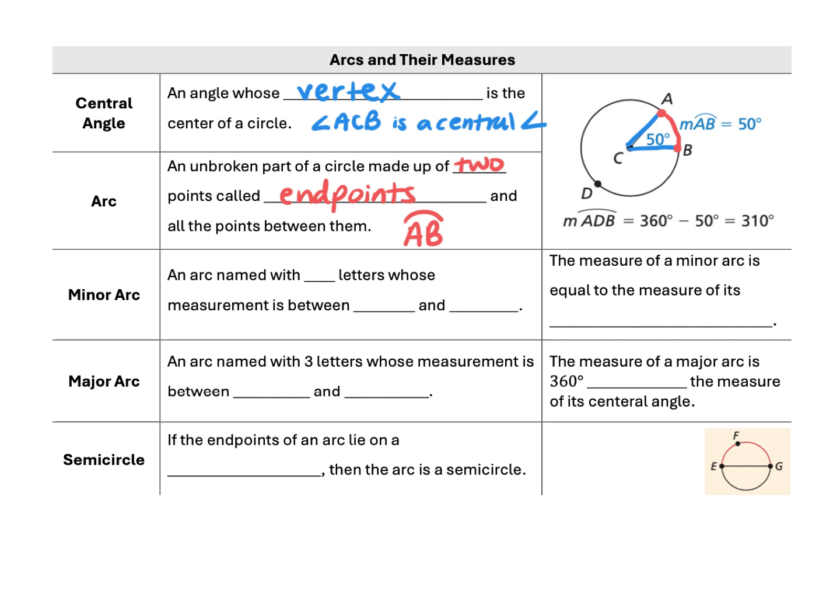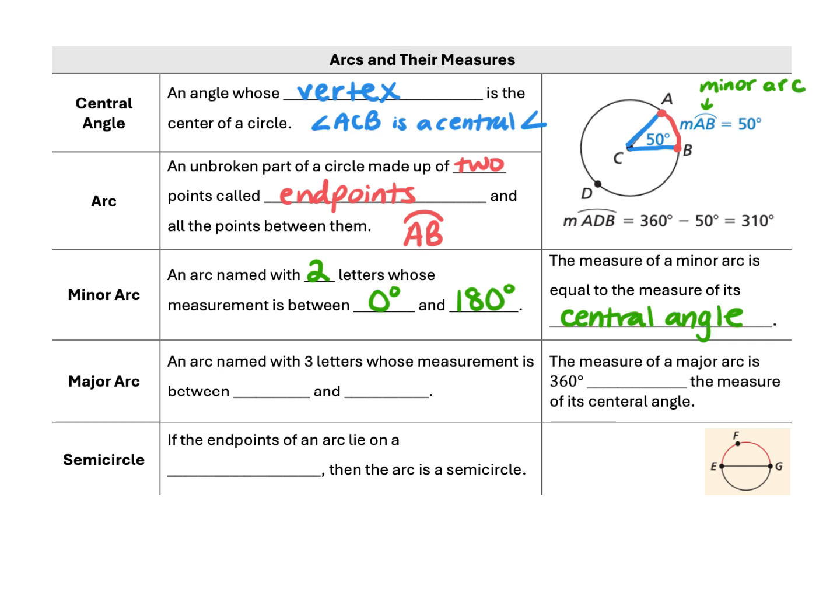You can find the measure of an arc by looking at the measure of its central angle. If we have a minor arc, we can name it with 2 letters, and the measure of a minor arc will always be between 0 degrees and 180 degrees. The measure of a minor arc is equal to the measure of its central angle. So you can see in the picture here that the central angle ACB is 50 degrees, and the measure of arc AB, which is a minor arc, is also 50 degrees.